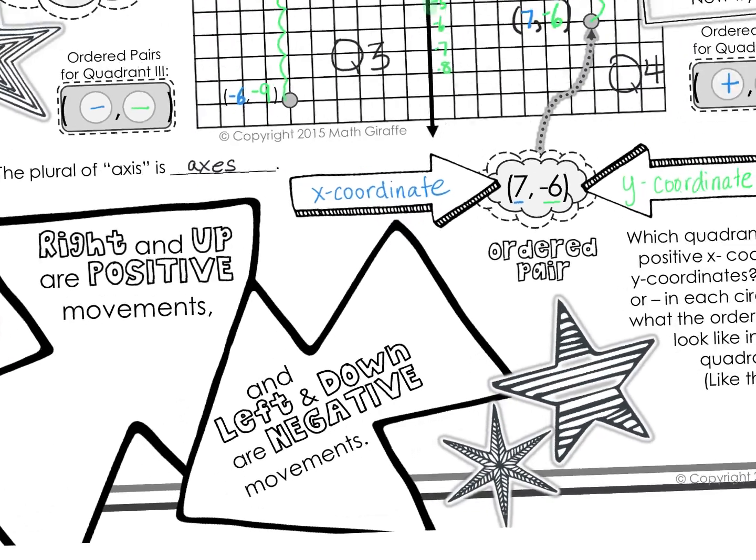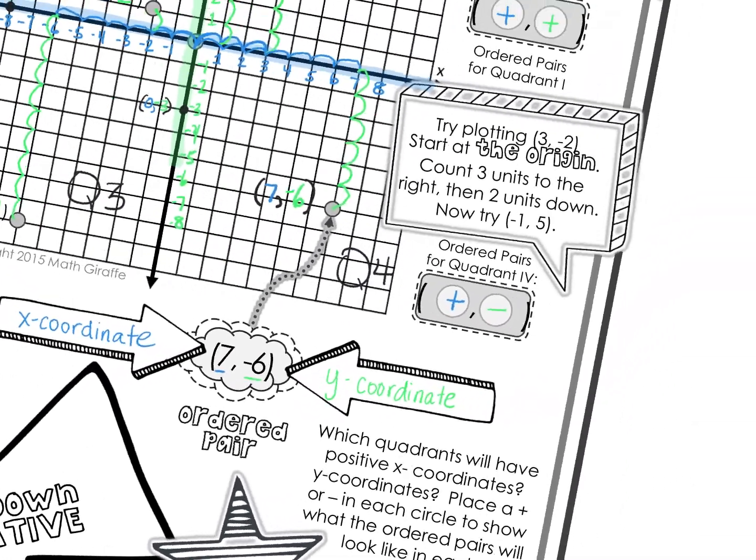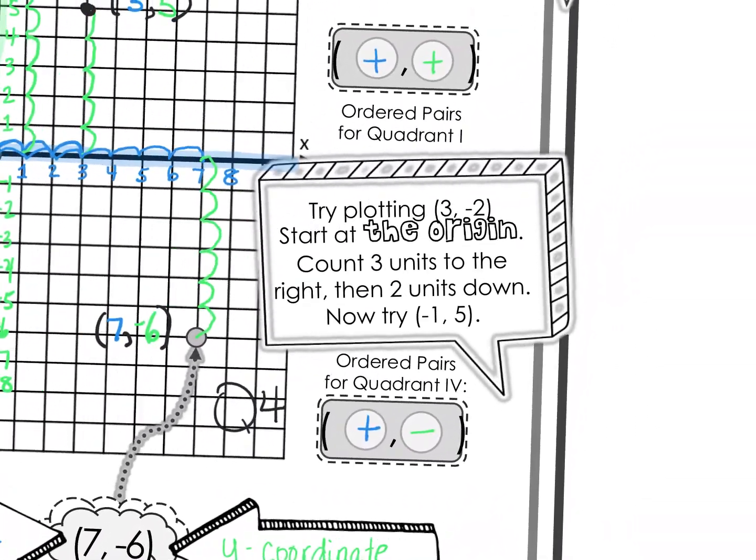All right, last but not least, go ahead up to here. There's a little word box, and it says try plotting 3, -2. So I'm going to have you do this on your own. It says try plotting 3, -2. Start at the origin, count 3 units to the right, then 2 units down. After that, try to plot -1, 5.